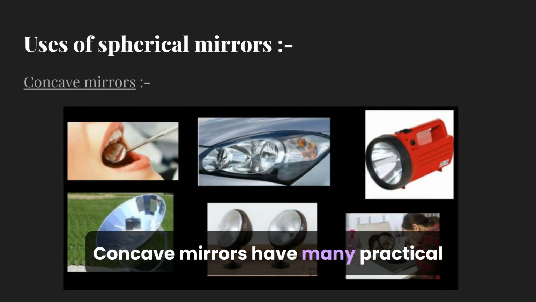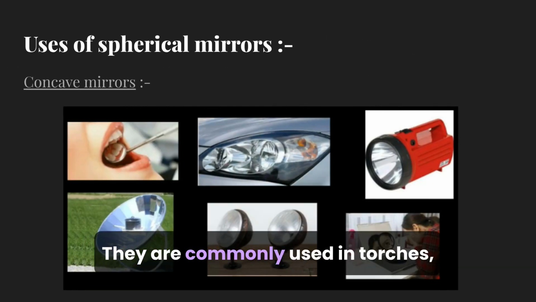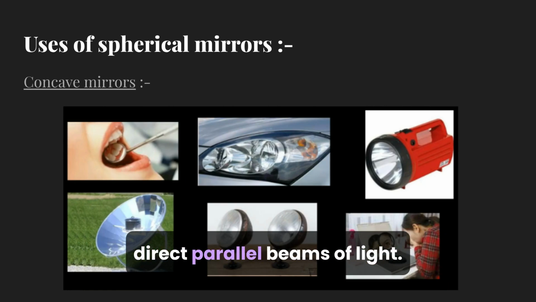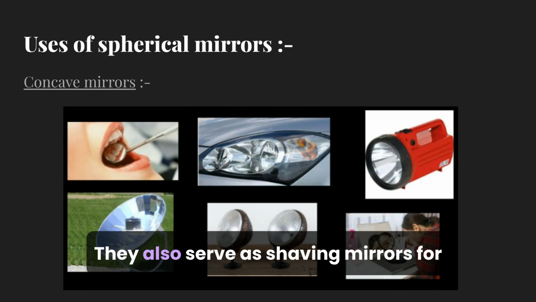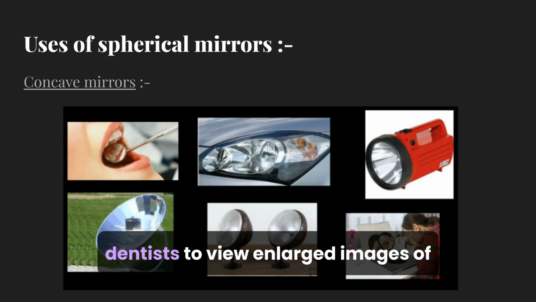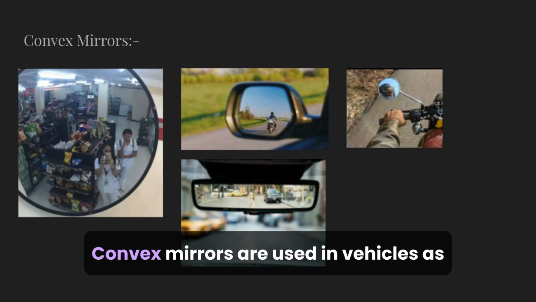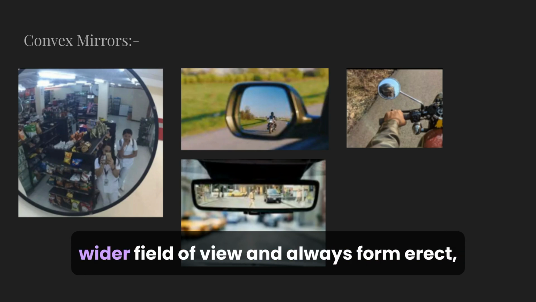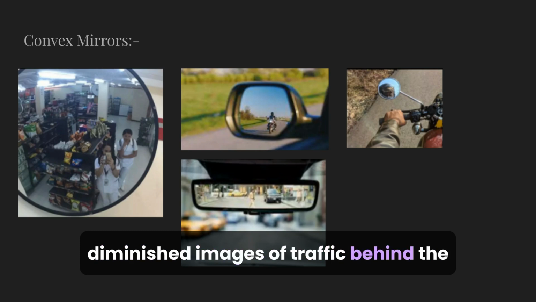Concave mirrors have many practical uses. They are commonly used in torches, vehicle headlights, and searchlights to direct parallel beams of light. They also serve as shaving mirrors for larger reflections and are used by dentists to view enlarged images of teeth. Convex mirrors are used in vehicles as rear-view mirrors because they provide a wider field of view and always form erect, diminished images of traffic behind the driver.